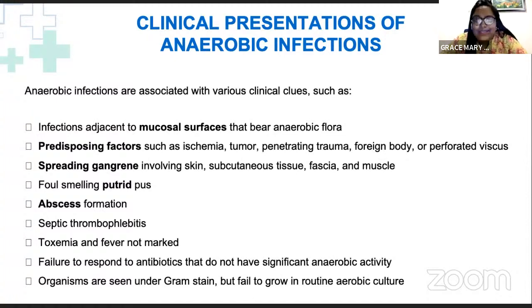And one easy clue is that you see organisms on gram stain, but they don't grow in a routine aerobic culture. Okay, so you have organisms on the gram stain, but nothing grows in the culture. That's the reason why you always have to do a gram stain when you send something for culture, especially because these organisms, like I said, are always pus producing. So whenever you are having pus, get the gram stain as well, not just the culture, because these might not grow in your culture. That doesn't mean it is not infected.